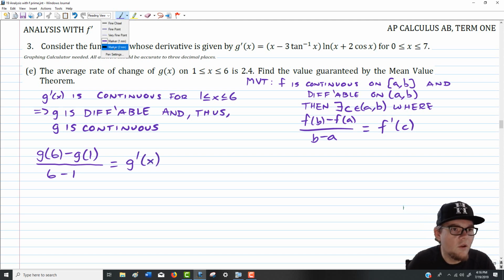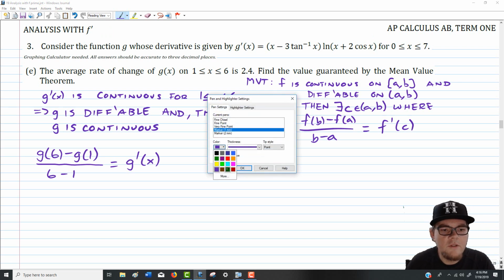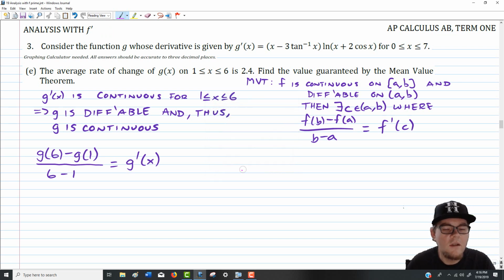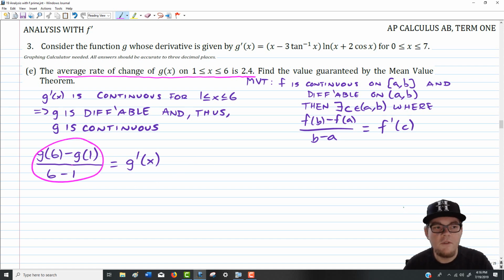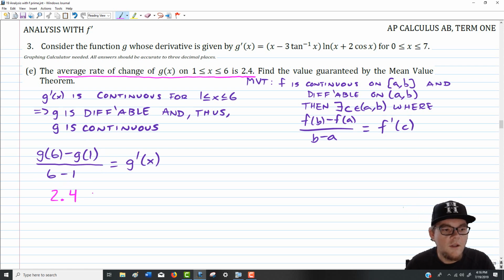And this is where things can get a little weird. It might feel like there's just not enough information because we don't know enough about g. And the answer is no, we don't. But they told us the average rate of change of g of x on 1 to 6 is 2.4. That means this expression, the difference quotient that represents the average rate of change for g on 1 to 6, is 2.4. So what we're really trying to do is solve the equation 2.4 equals g prime of x.